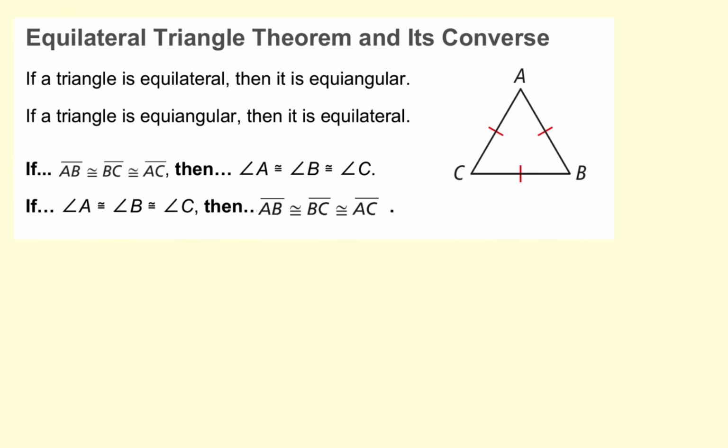Let's take a look at some new theorems: the equilateral triangle theorem and its converse. If all three sides are congruent, it's like a super isosceles triangle. So these two sides are congruent, therefore these angles are congruent. These two sides, therefore these two angles are congruent. These two sides, these angles are congruent. So they all end up being congruent because they're a super isosceles triangle. And the converse is true. If all the angles are congruent, then all the sides will be congruent.